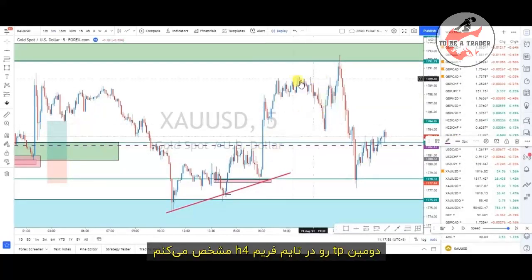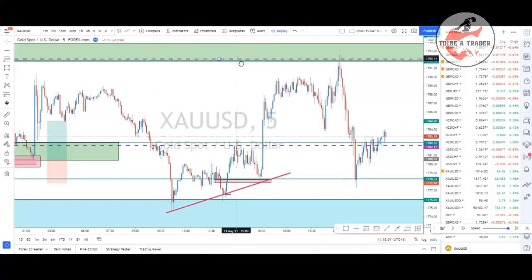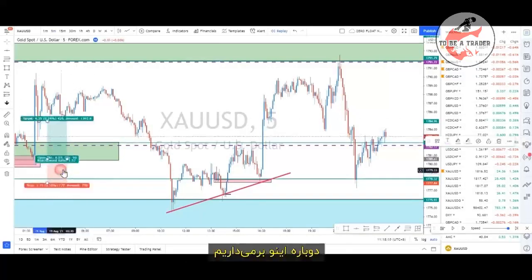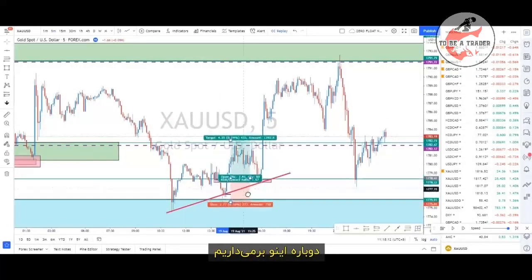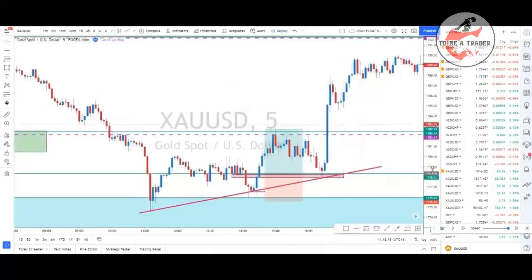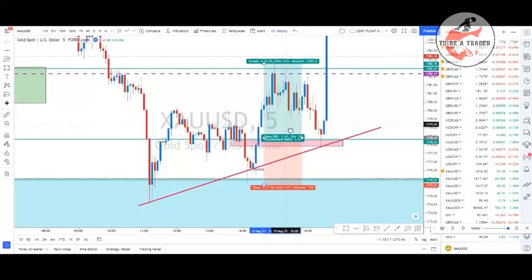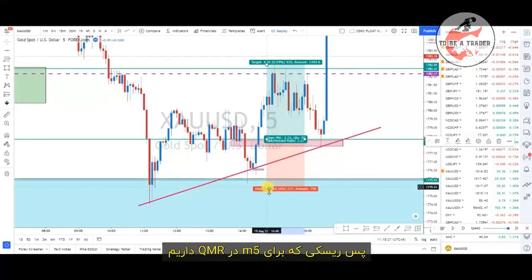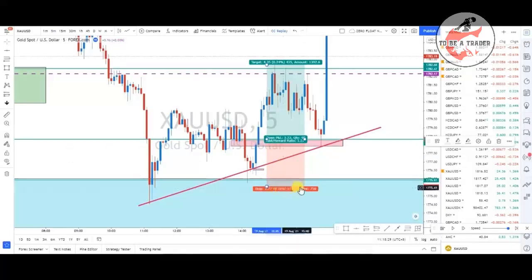I'm gonna copy this. Second is the H4 time frame. So the H4 time frame will be this area, isn't it? So we have 2 and 3. So we take this again, borrow this as our second TP. Okay, something like this. So the risk here we're gonna take for the M5 QMC is around 27 to 30 pips. Okay, so 27 to 30 pips.